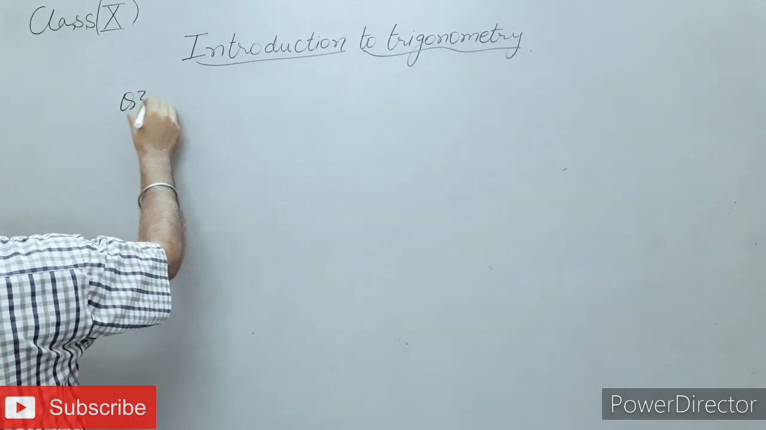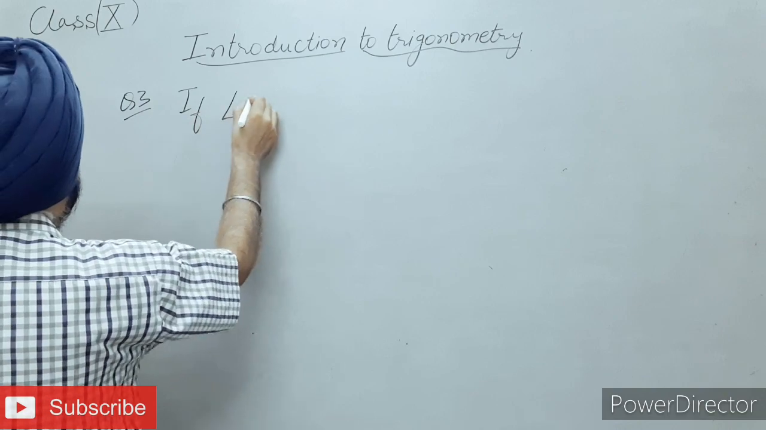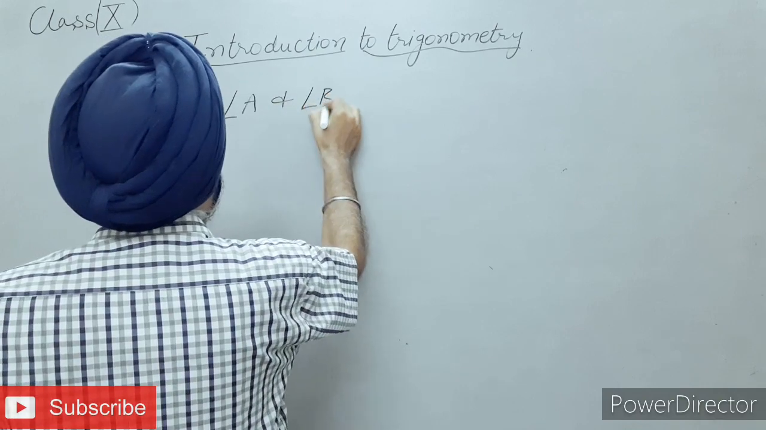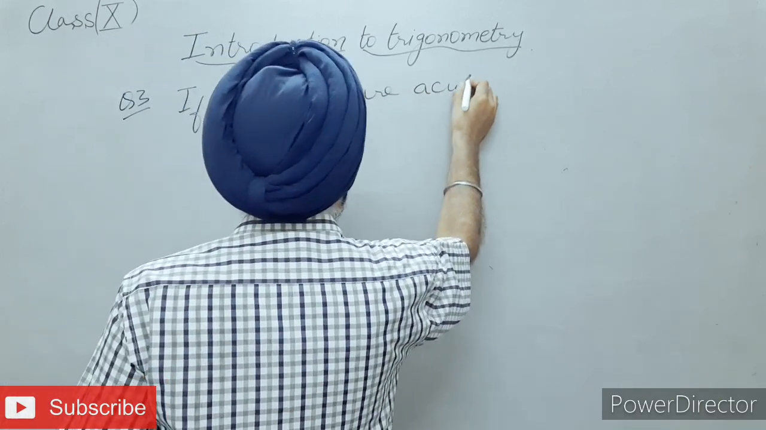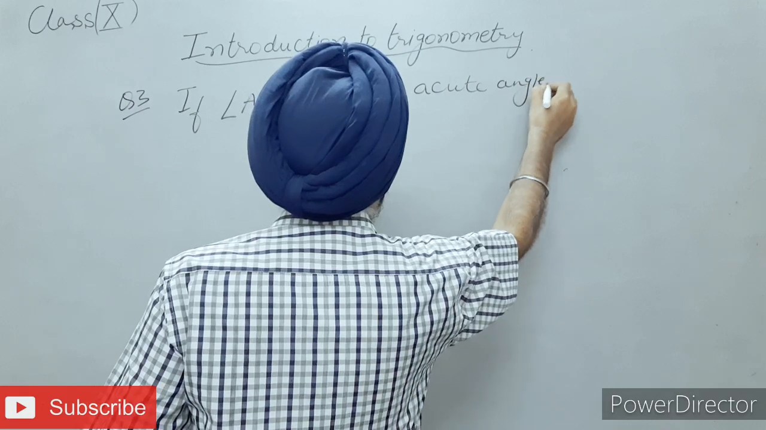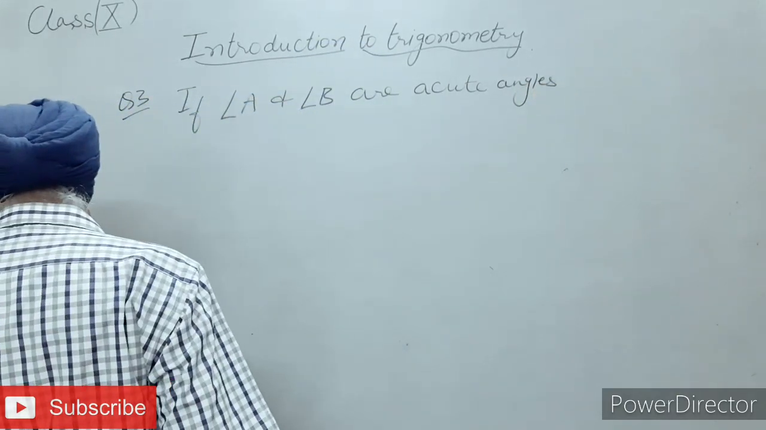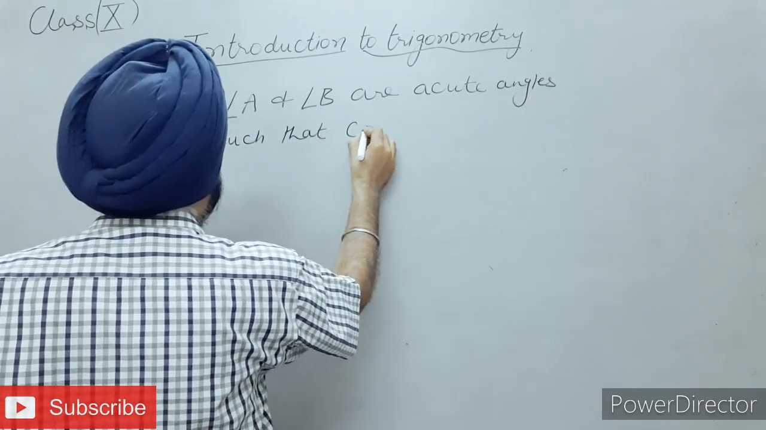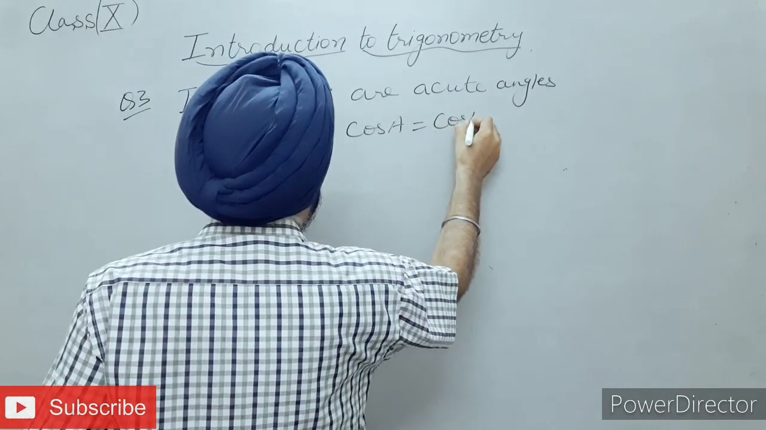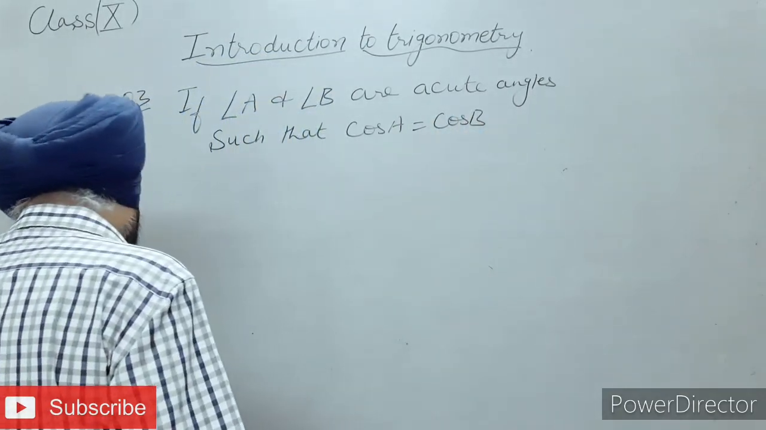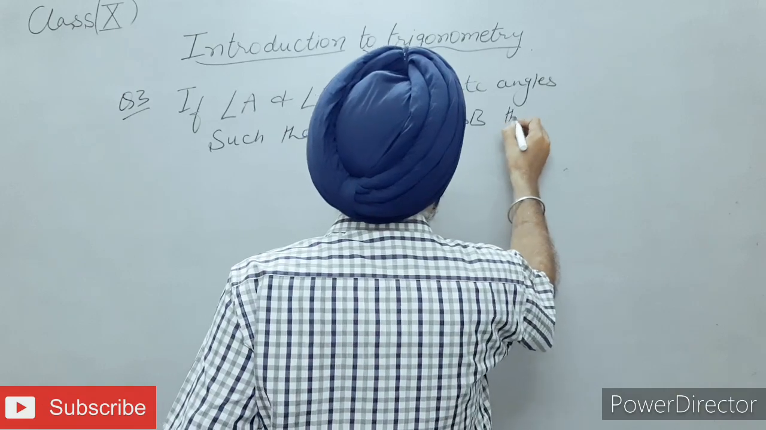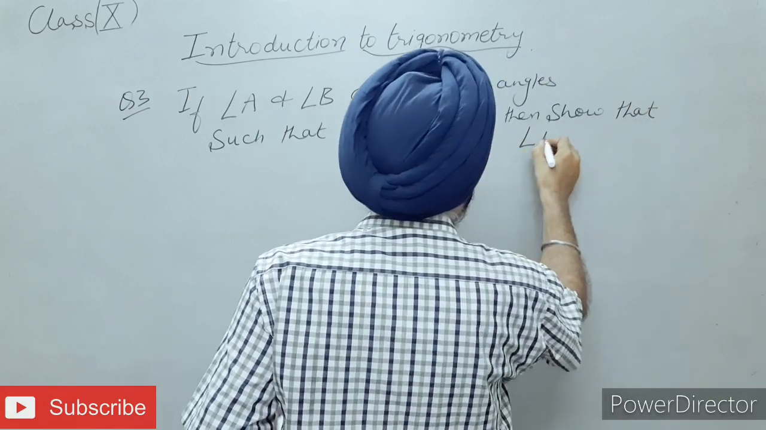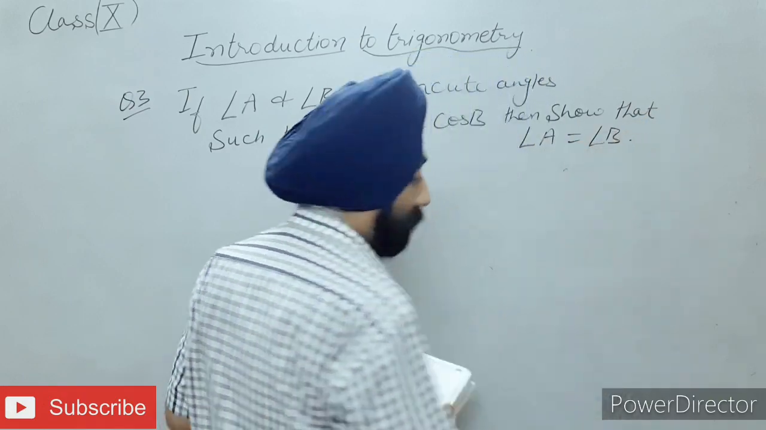This is question number 3. If angle A and angle B are acute angles such that cos A equals cos B, then show that angle A equals angle B.